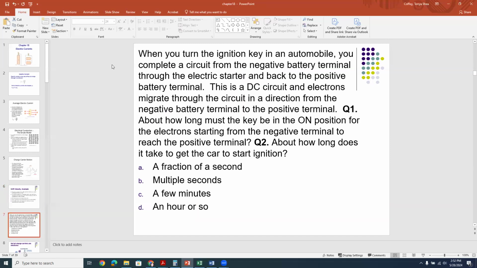Okay, so I often ask this clicker question in class and have students think about it, and let's read it together because I do want to talk about this. You turn the ignition key in an automobile and you complete a circuit from the negative battery terminal through the electric starter and back to the positive terminal. This is a DC circuit, and the electrons migrate through the circuit in a direction from the negative battery terminal to the positive terminal. So how long must the key be in the on position for the electrons starting from the negative terminal to reach the positive terminal?